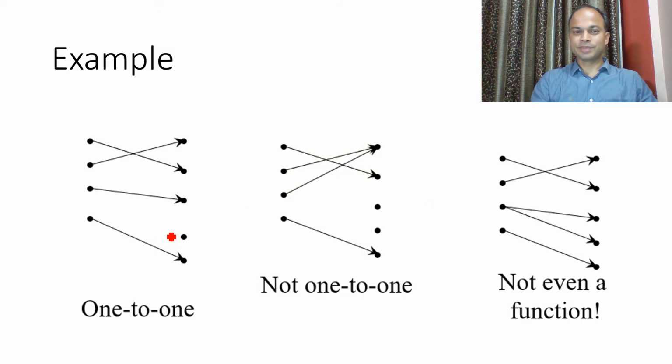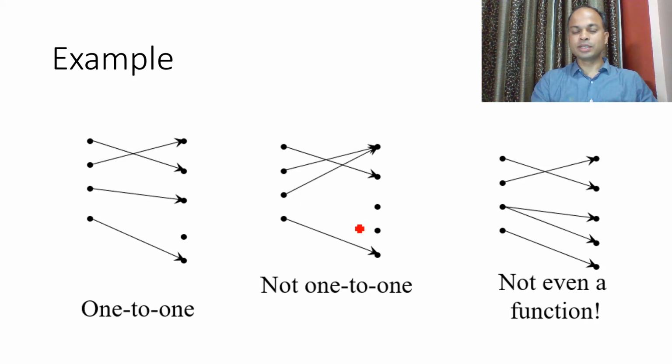For example, here say we have elements of set A, and here we have elements of set B. Here every element of set A is mapping to a different element of set B. I mean, this particular element maps to this element, and this element maps to this element. Similarly, this element maps to this element. The mapping is different. Every element of set A is mapping to a different element of set B. So therefore, this mapping is one-to-one.